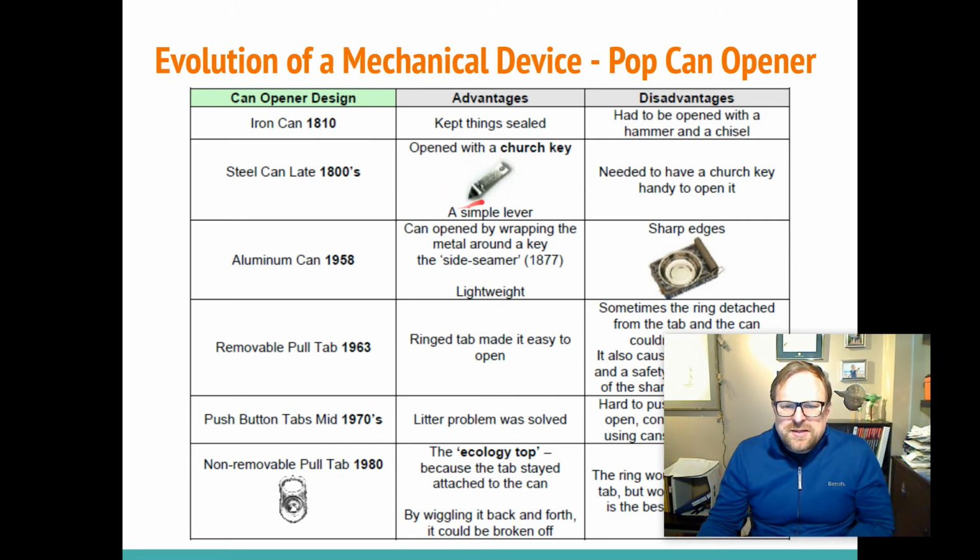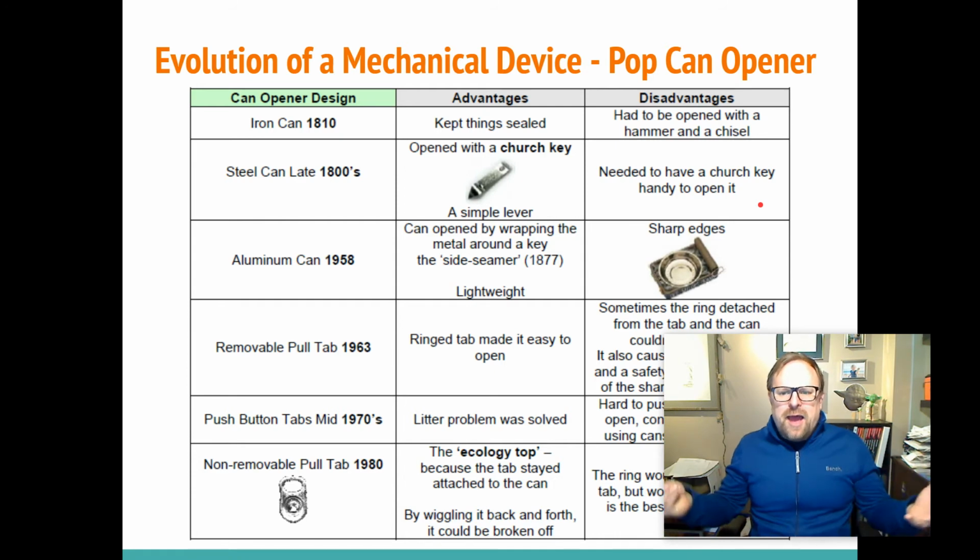You may see one of these things in your house, right? One side you could open like a bottle with, the other side it's got this pointed, simple lever going on here, which would put force onto the top of that steel can and allow you to open it. The problem with this is you always had to have a church key handy to get that steel can open. And if you didn't have one, you're not opening that steel can.